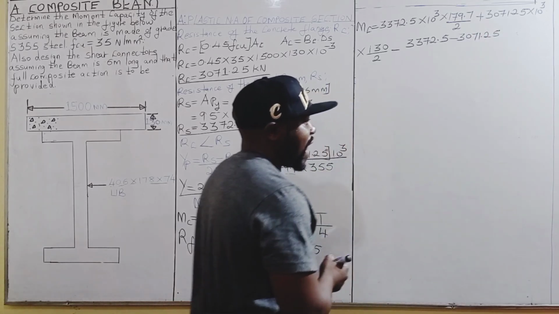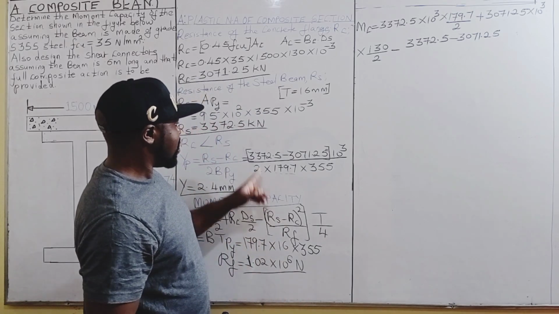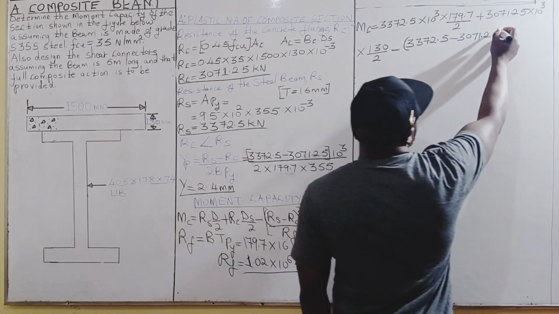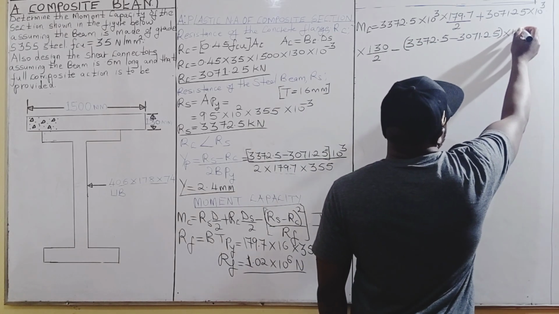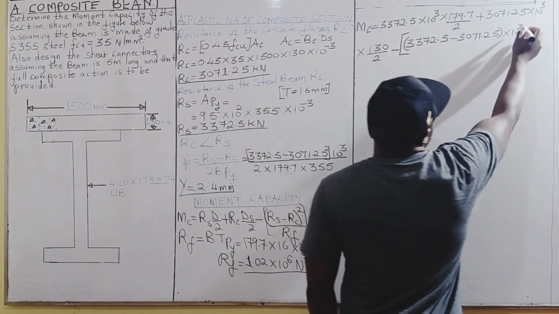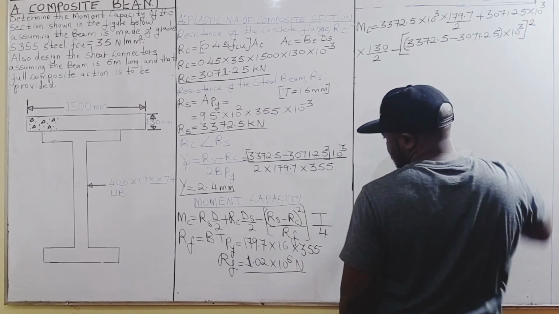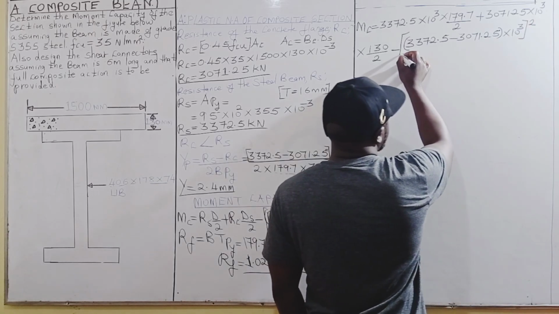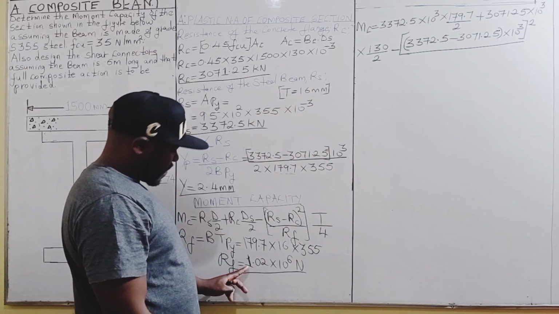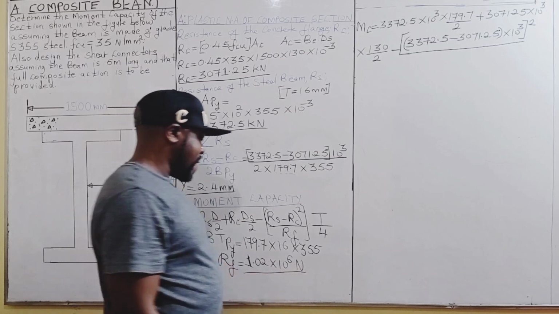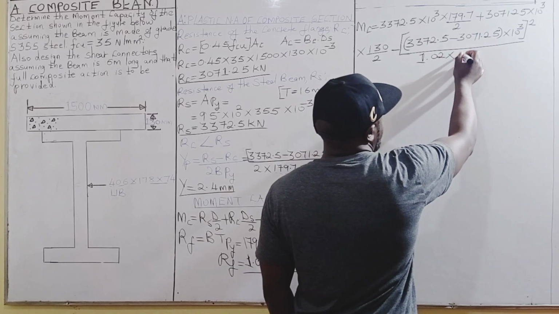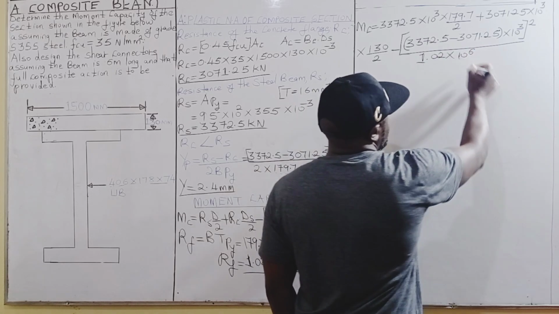They are given in kilonewtons, and we must convert to newtons. Therefore, what we are going to do, we are going to multiply by 1,000, and then we square. We divide by RF, which we obtained here. It is 1.02 times 10 raised to the power of 6 newtons. Therefore, divide by 1.02 times 10 raised to the power of 6 newtons.